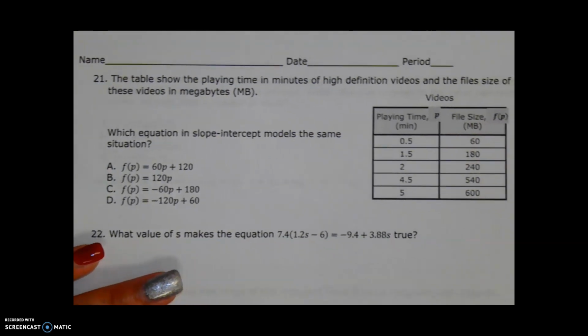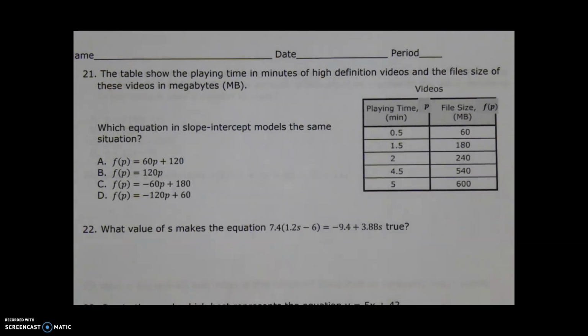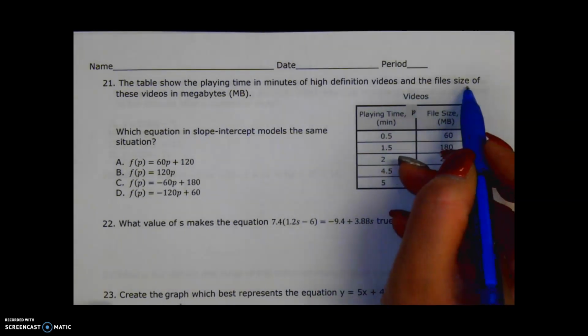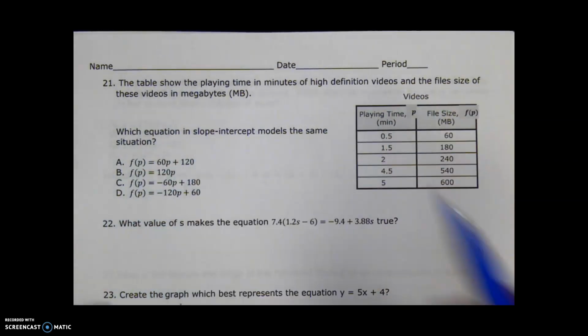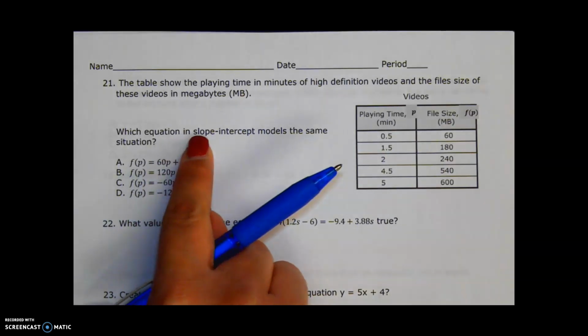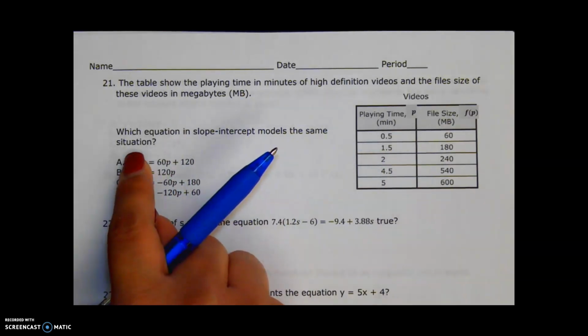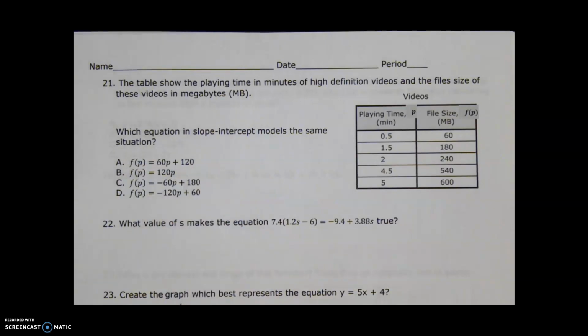Number 21, the table shows the playing time in minutes of high definition videos and the file size of these videos in megabytes. So it says which equation in slope-intercept models the same situation. So we need to work this problem out. We need to figure out what the slope is and what the y-intercept would be, if there is one.